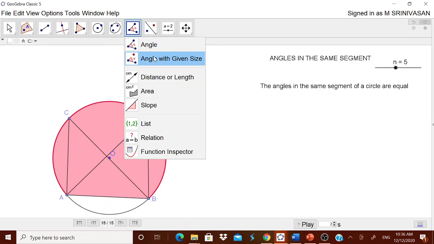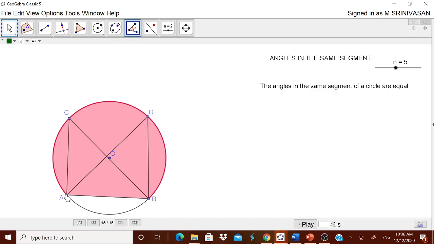Let us go to that angles now. Angle, go in anti-clockwise direction. A, touch C and touch B. You got angle number 1. Again touch A, touch D and then touch B. Good. Okay. Now you have to declare one after the other.